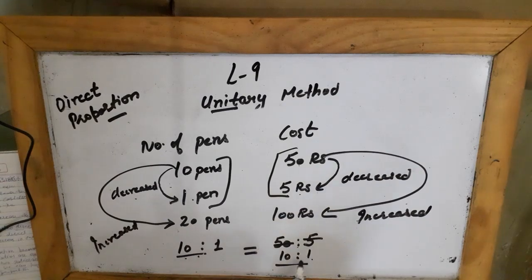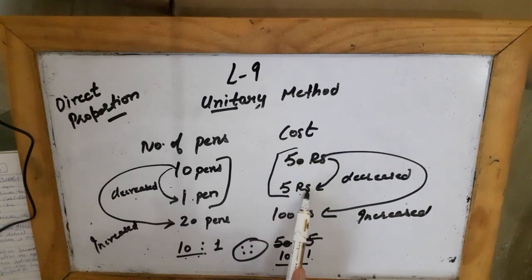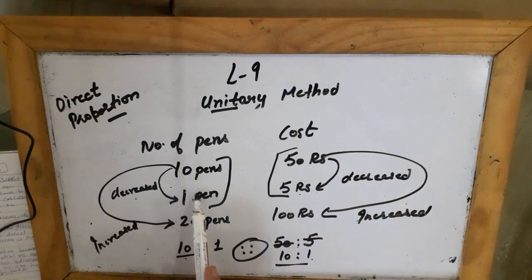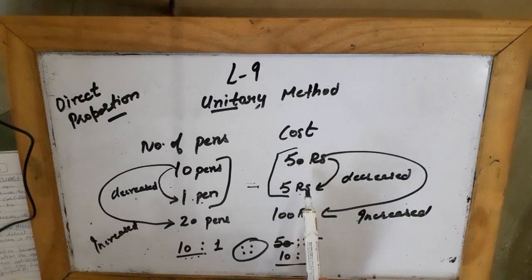Now because both the ratios are equal, I can put them in the proportion form. I can say is to, this is the sign of proportionality, right? So the ratio of decrease in the number of pens is equal to the ratio of decrease in the cost of the pens. Here the ratio is 10 is to 1, and here the ratio is 50 is to 5, which I can simplify and it becomes 10 is to 1.